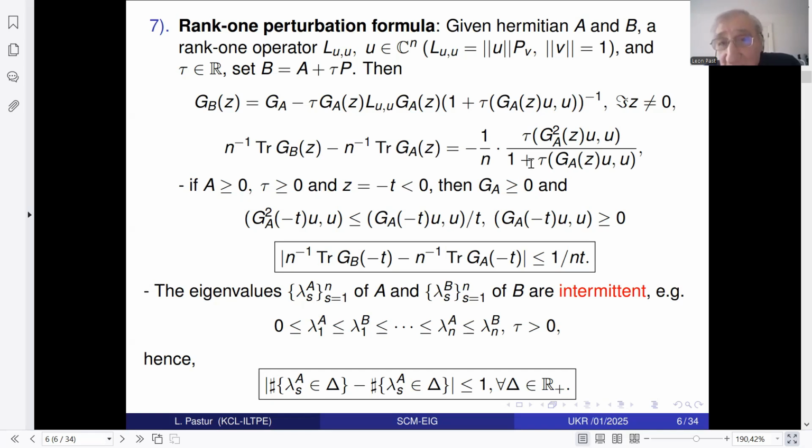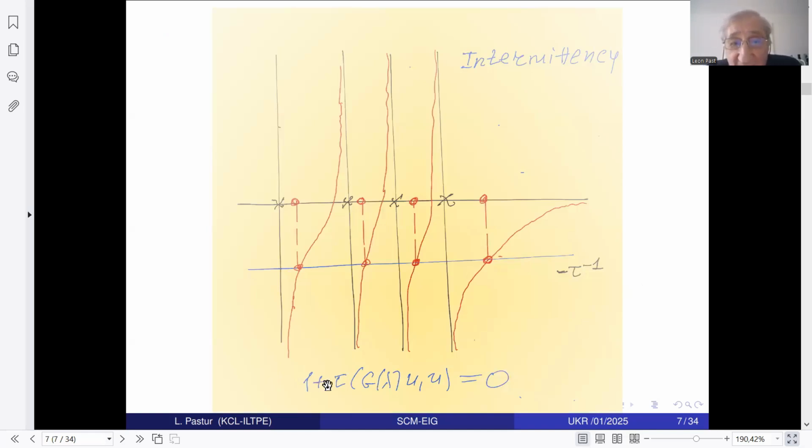So if we solve this equation, we write the equation which determines the new eigenvalues, the lambda, so it is a function of lambda. This is a graph, because this is the resolvent of matrix A. This function has poles at the eigenvalues of the unperturbed matrix A. Then you write this equation, you solve it numerically or graphically, and you see the eigenvalues are also in between.